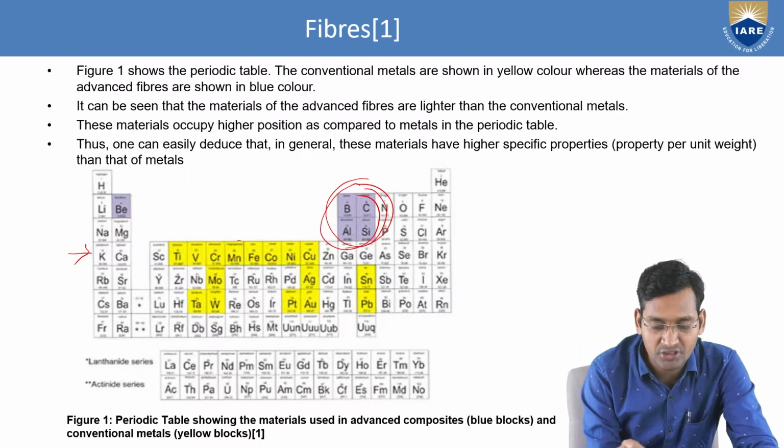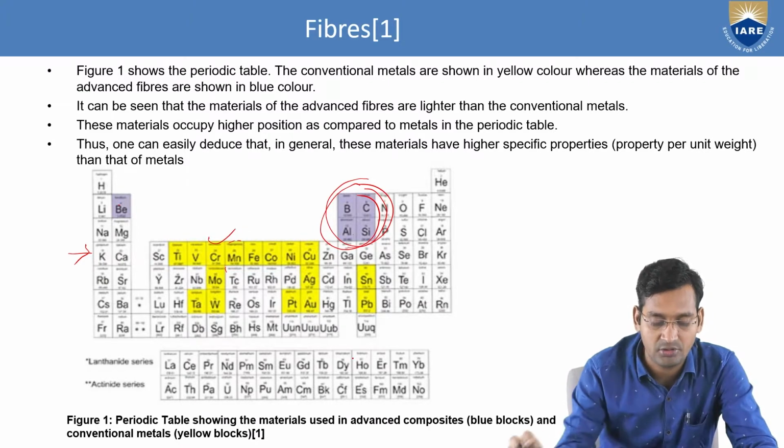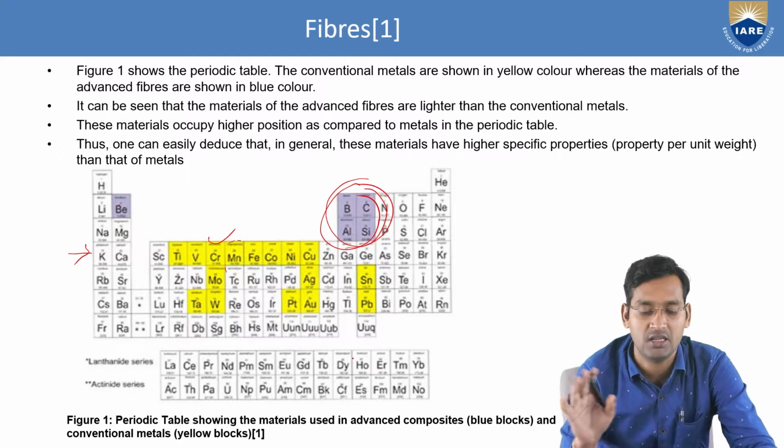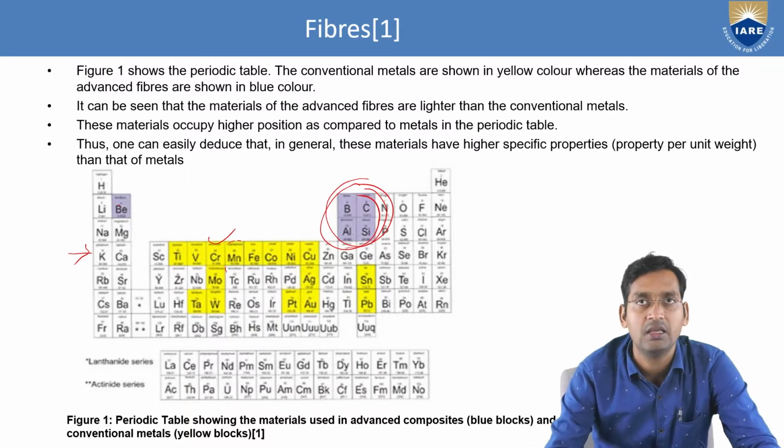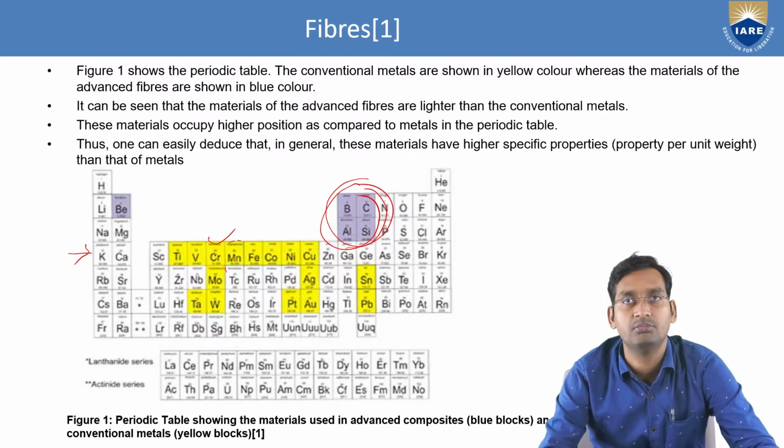So this is the periodic table. Right now these are the conventional ones and these are the advanced ones. These are non-metals. We have put the periodic table here just so that we can classify. So our only consideration is the yellow and blue ones.